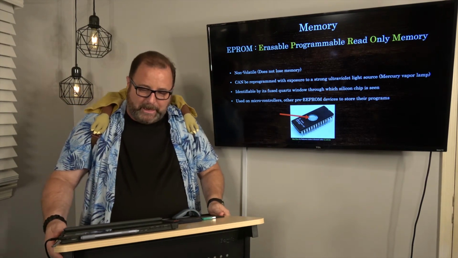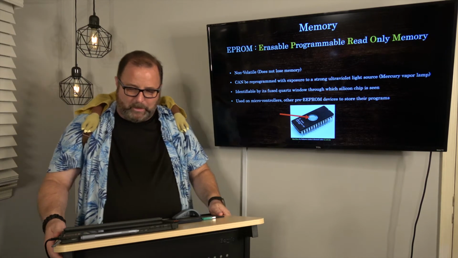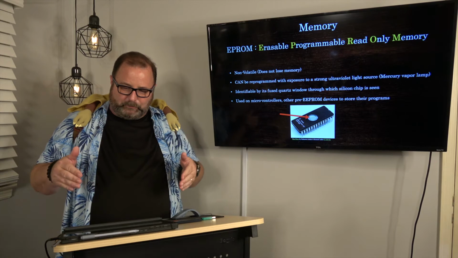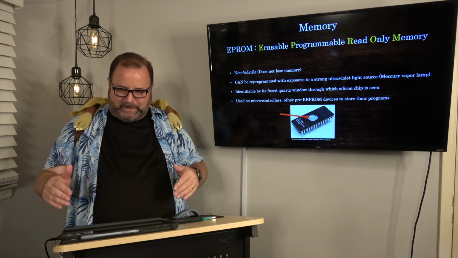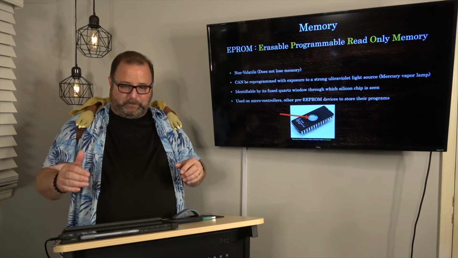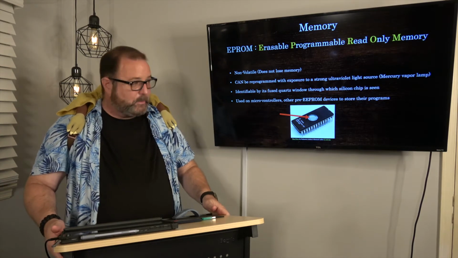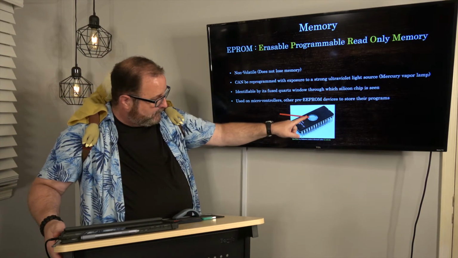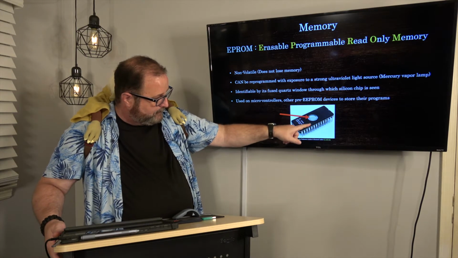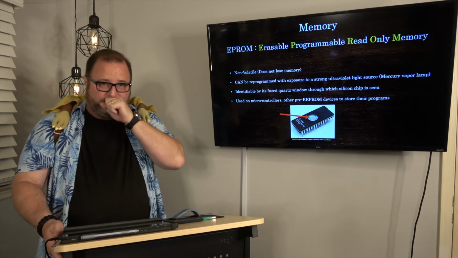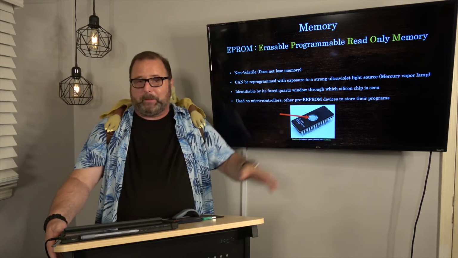The first one they came out with was an EPROM, which could be reprogrammed with exposure to strong ultraviolet light. They used what was called a mercury vapor lamp. You could tell it because it had this quartz window in it, and that is where you would expose the light to it. It would literally wipe the chip.